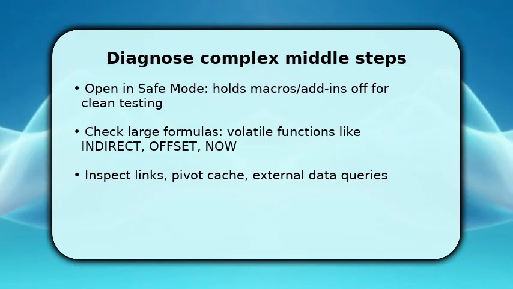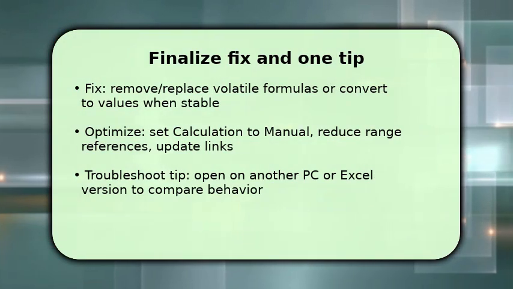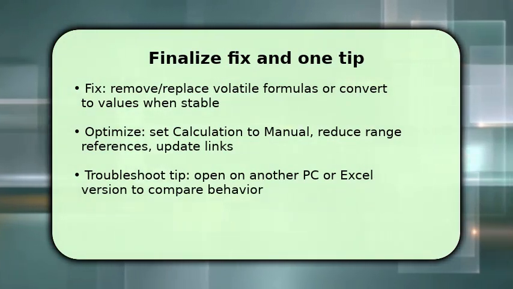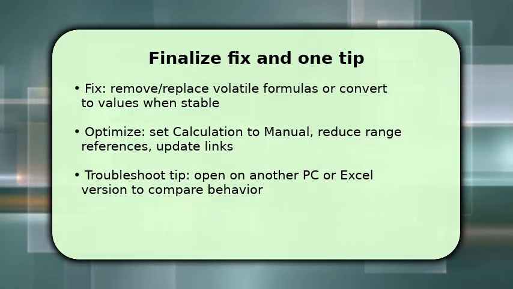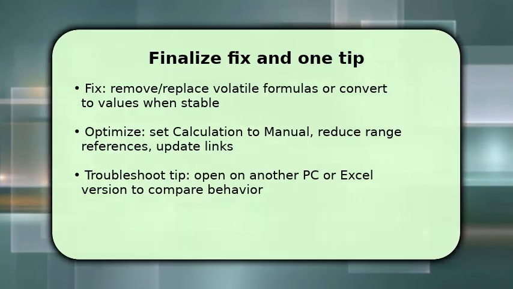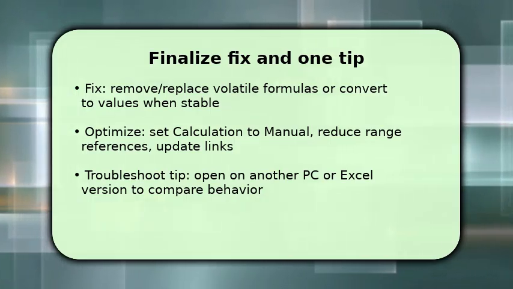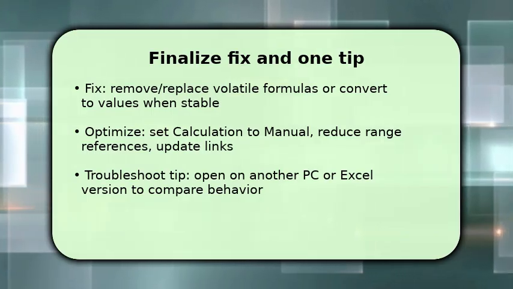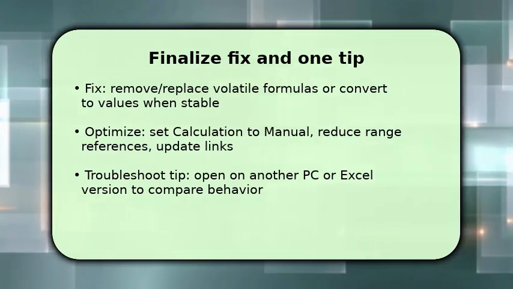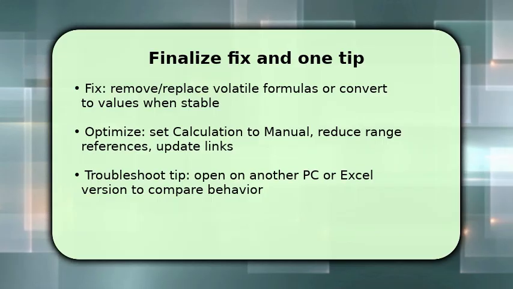To finish, apply the corrective change you identified. Replace volatile formulas with helper columns or convert heavy formulas to values after verifying results. This reduces recalculation overhead. Then optimize by setting calculation to manual while editing, narrowing ranges, breaking complex formulas into steps, and refreshing external data only when needed. Save a clean copy and test.